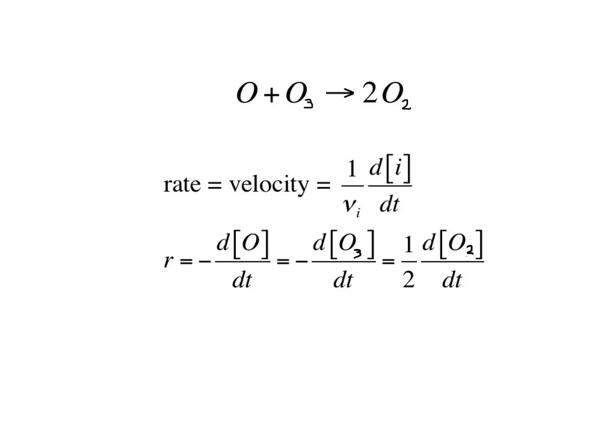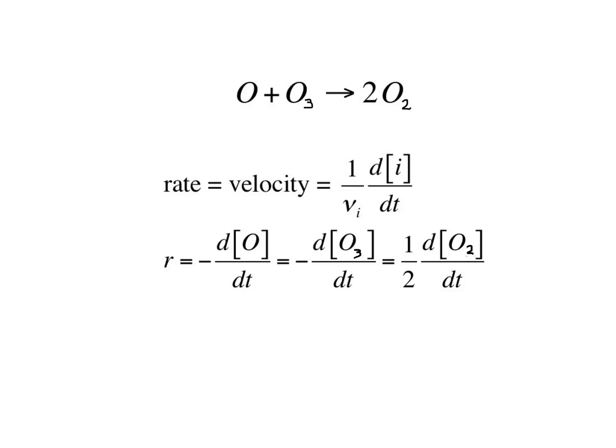To solve this problem, we're going to define the unique rate of reaction, or the velocity of the reaction, as equal to 1 over the stoichiometric coefficient times the rate of appearance or disappearance of that particular component in the reaction. Remember that stoichiometric coefficients are positive for products and negative for reactants. And so the unique rate of reaction for this ozone destruction reaction is minus the derivative of the oxygen radical in time, which is equal to the opposite of the derivative of the ozone in time, which is equal to 1/2 the derivative of the oxygen concentration in time.